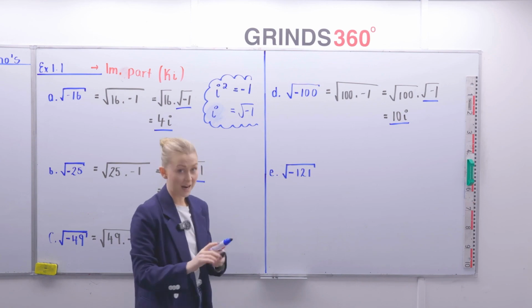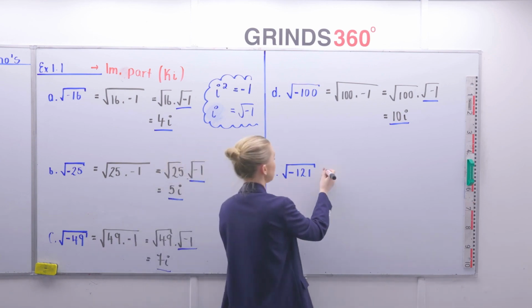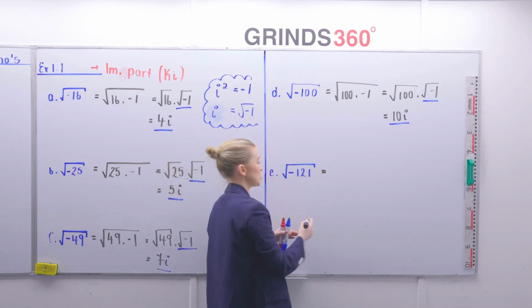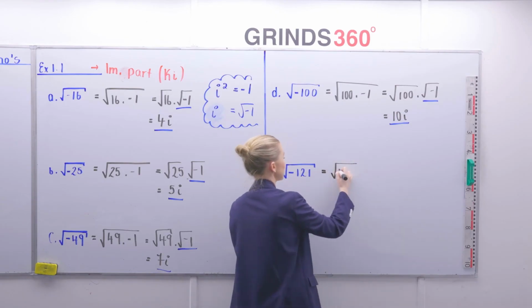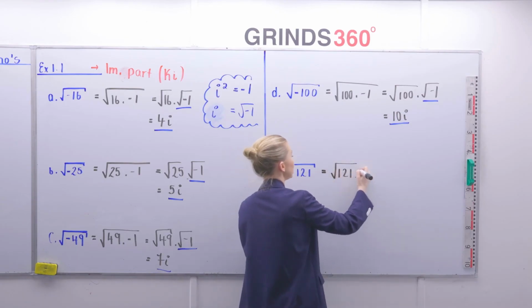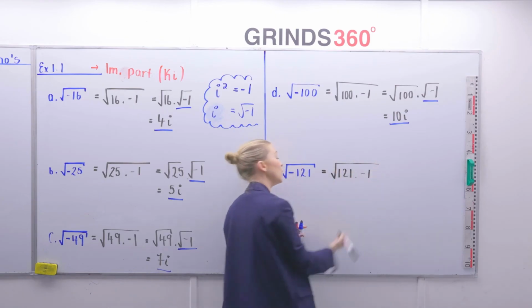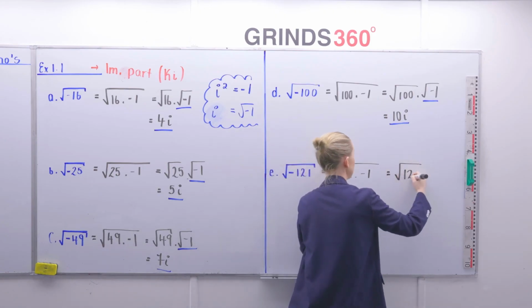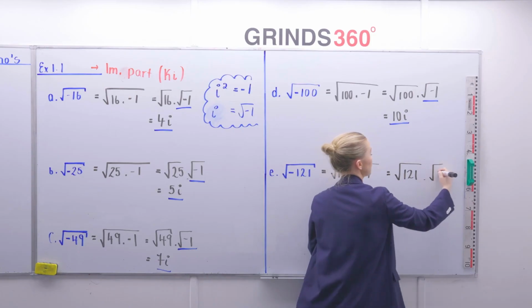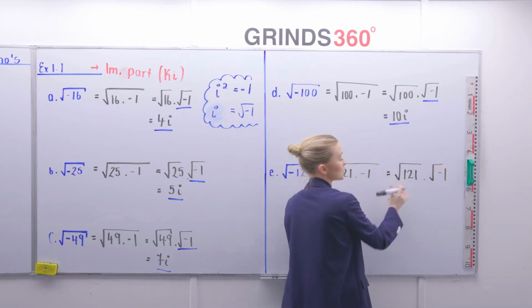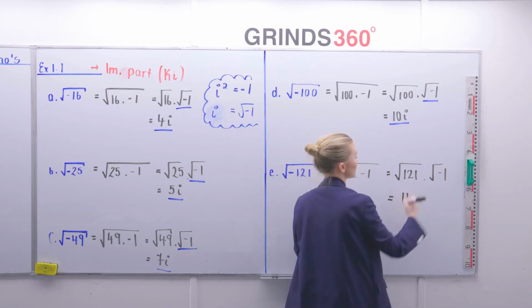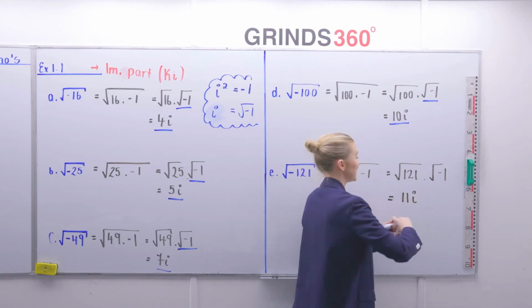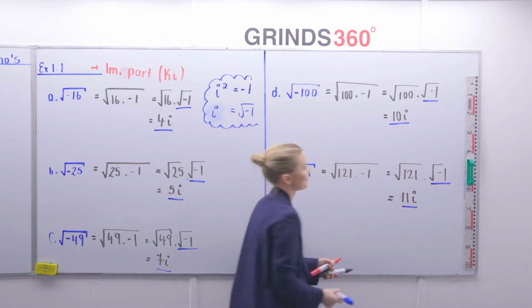The last part here, part E. Similar idea here. We have the square root of minus 121, which is the square root of 121 times minus 1, which is the same as saying the square root of 121 times the square root of minus 1. The square root of 121 is 11, and the square root of minus 1 is I.